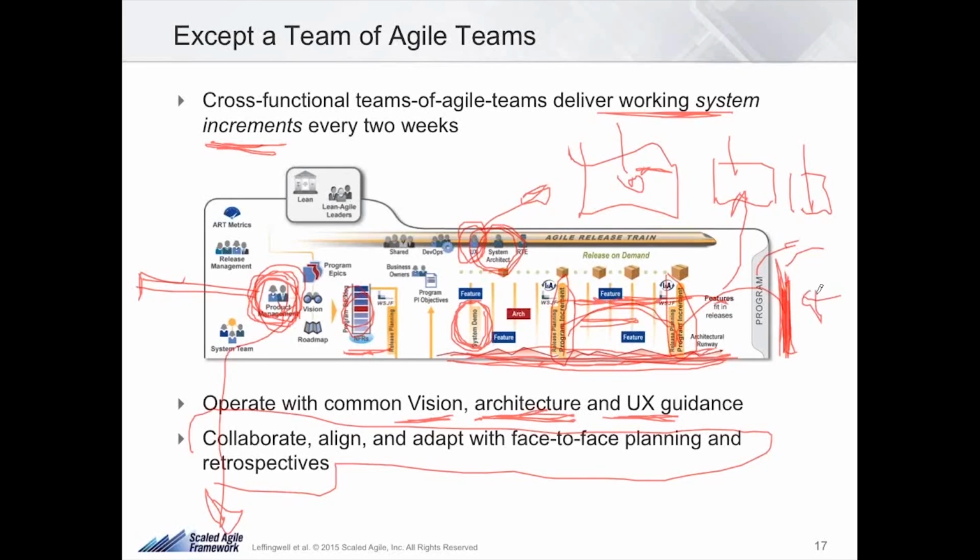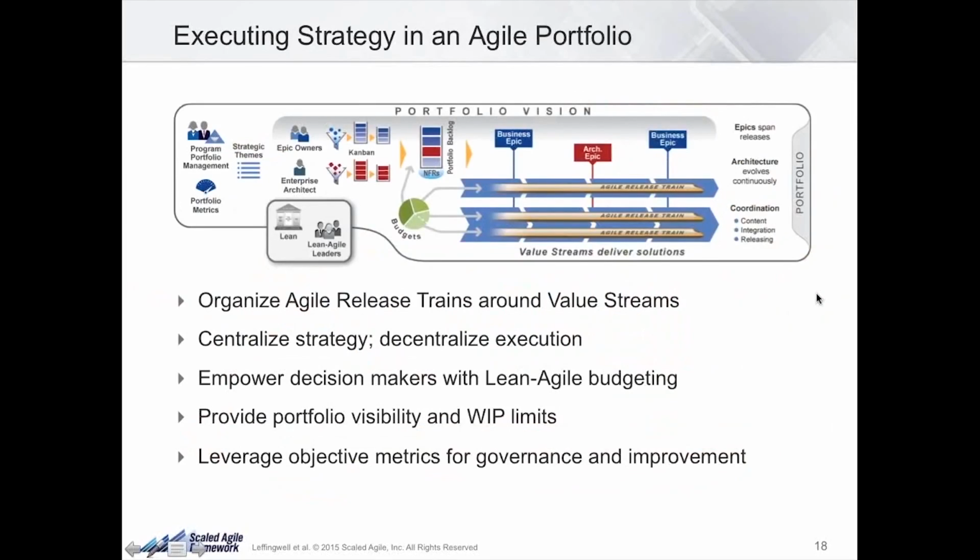So, alignment and operating with common vision, architecture, and UX guidance. And those programs work together as well. We call those Agile Release Trains. They're logical structures, which may or may not be organizational ones, because you may not be organized in a way that necessarily follows the flow of value.